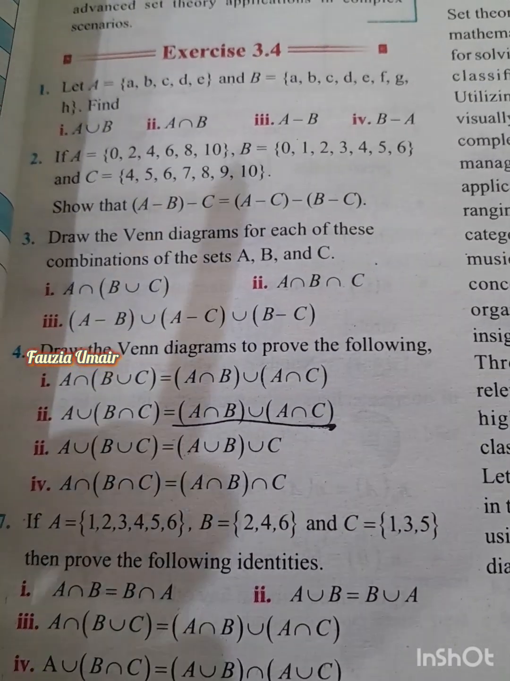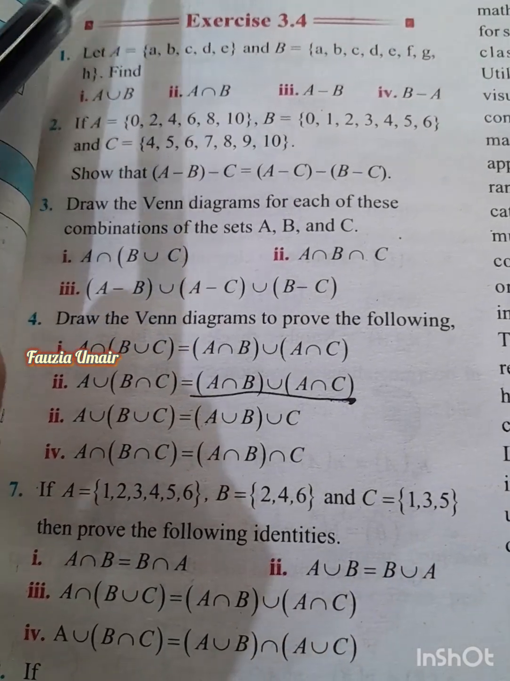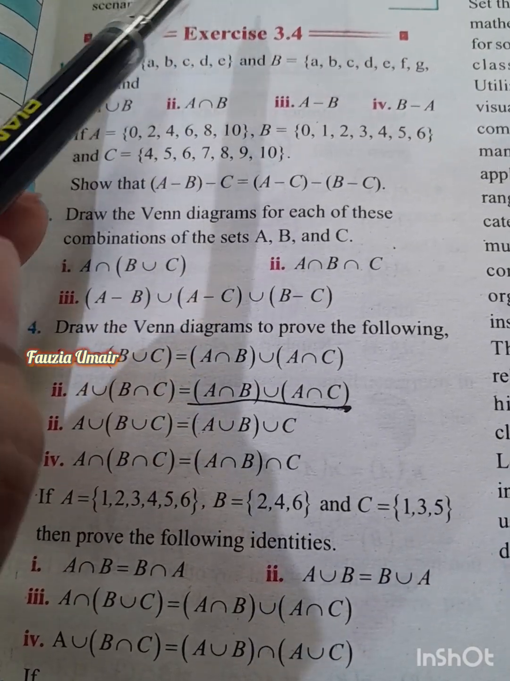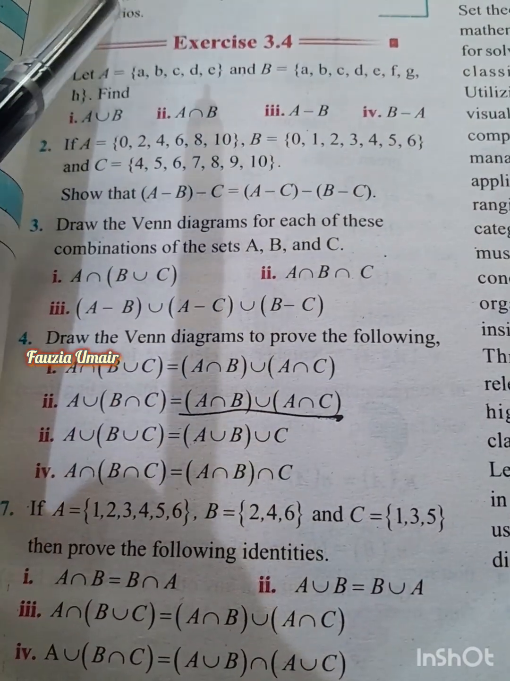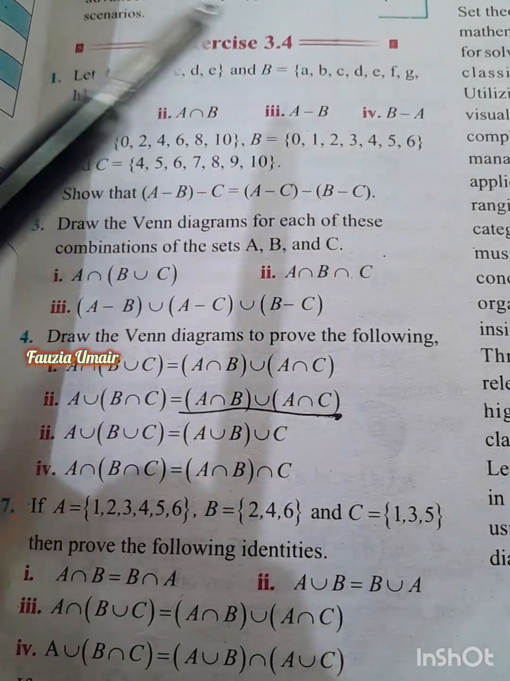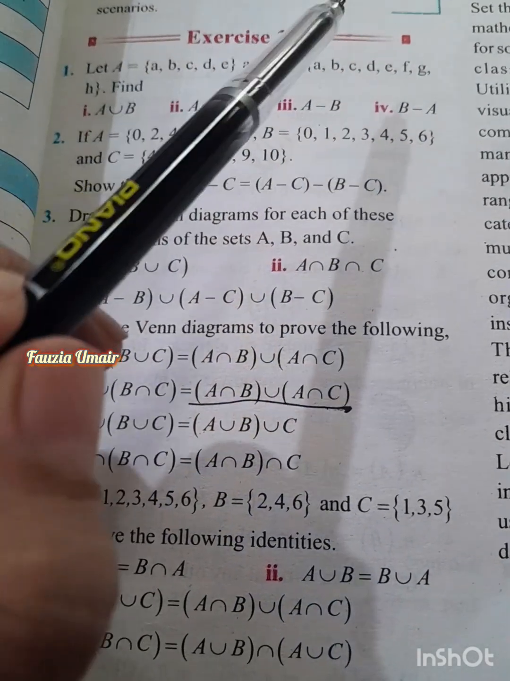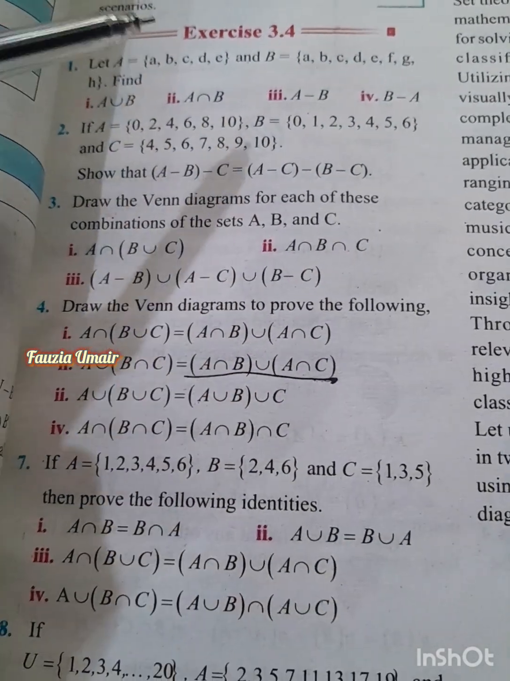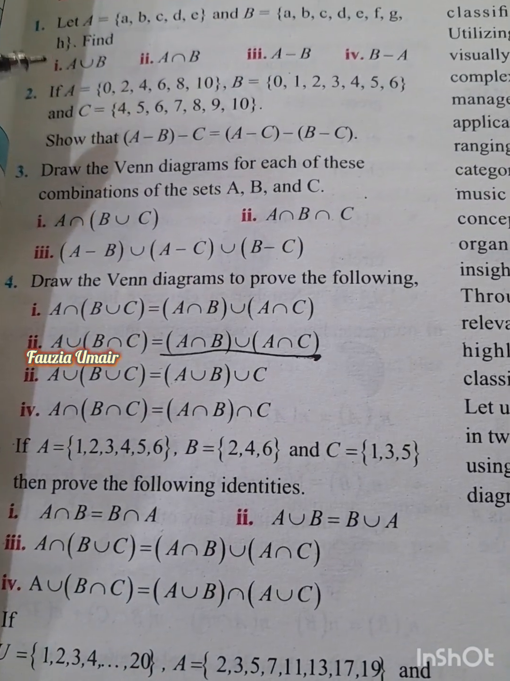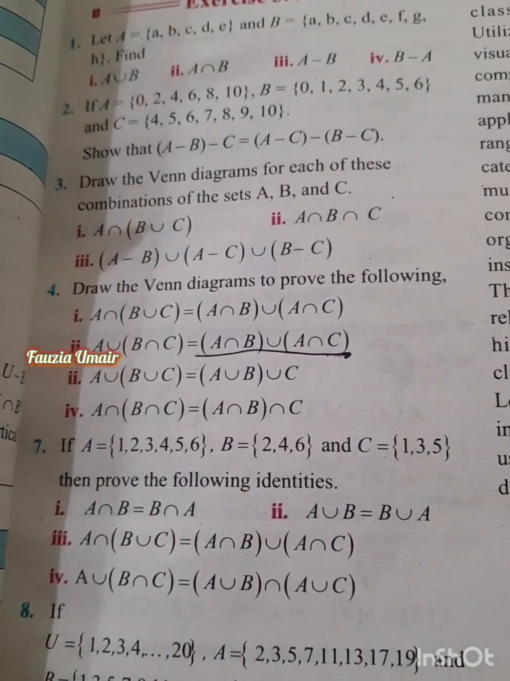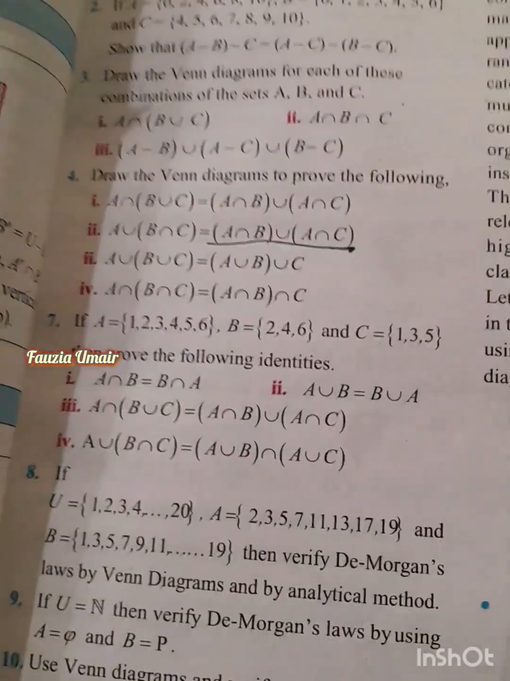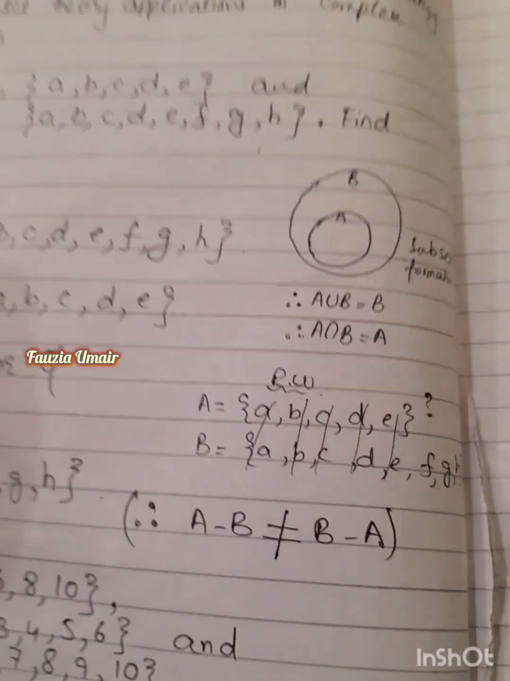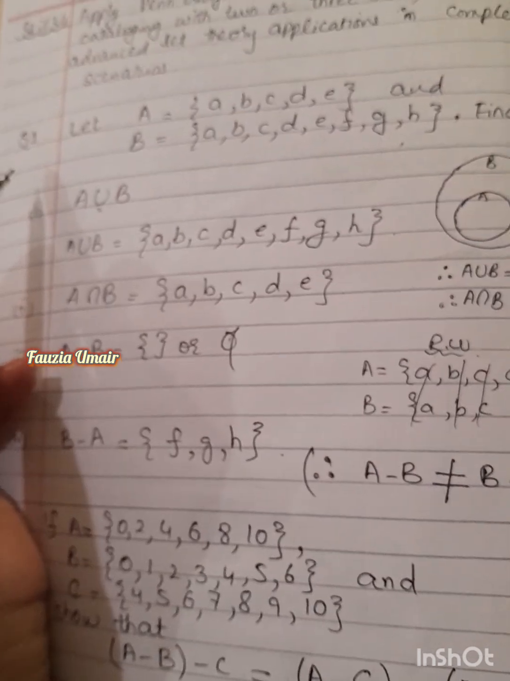This is exercise 3.4. The first question is that we need to apply three main operations, which are union, intersection and difference. The second question is also a proof, the third question is, and the fourth question is related to Venn diagram. So let's start with question number 1.